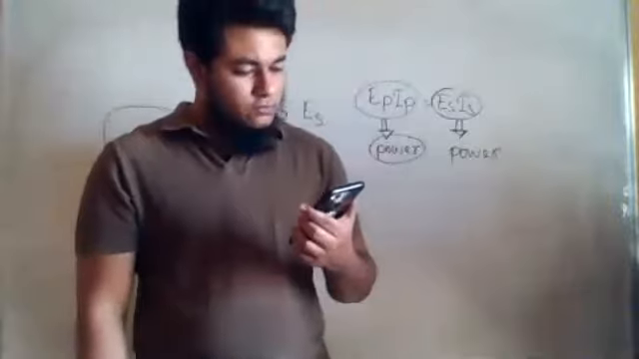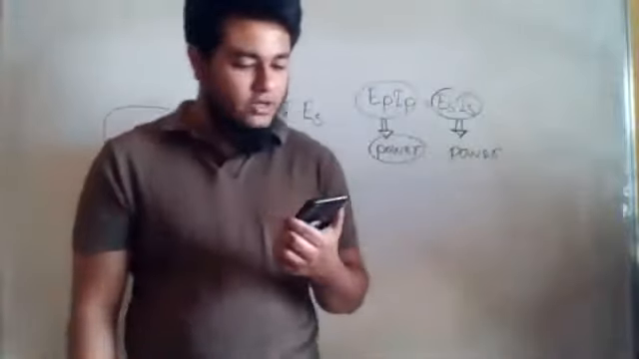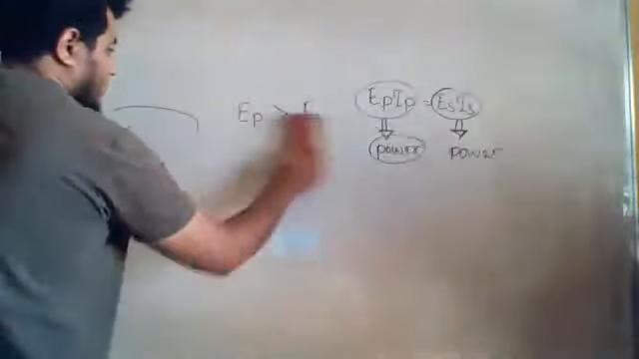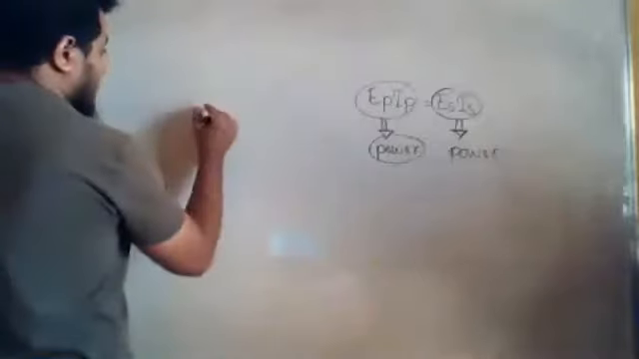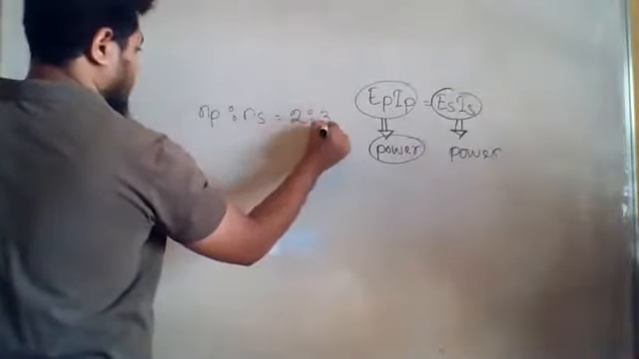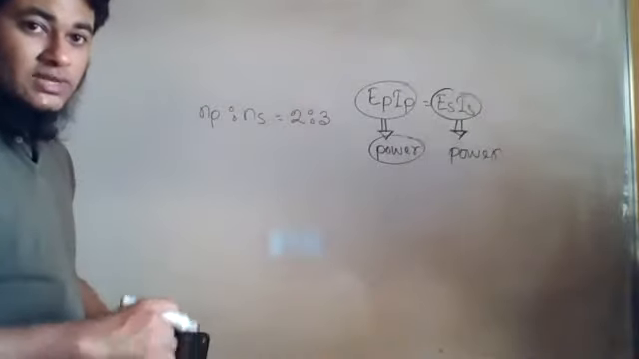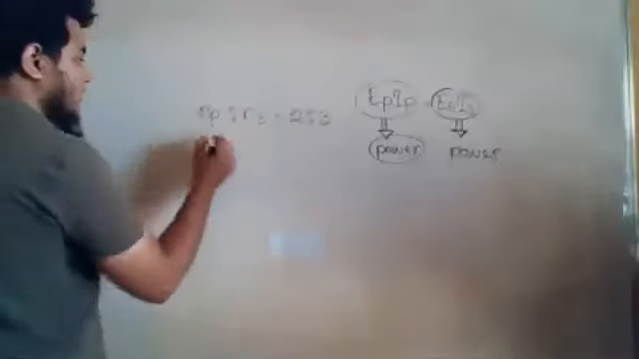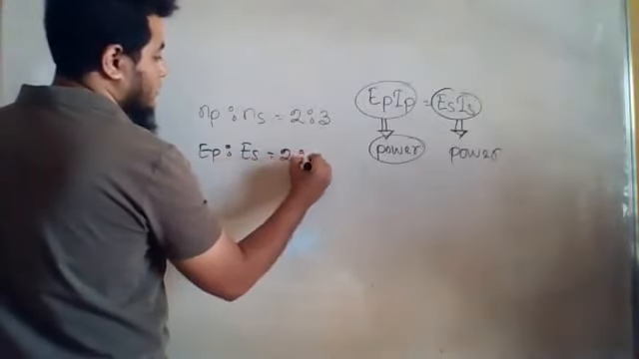Okay. Now question number 7 and 8, based on the info. The number of turns in primary coil to secondary coil is 2:3. So NP is 2, NS is 3. Now from here, before I say anything else, as I already told you, the relation between N and E are the same. So NP is to NS, if it is this, then EP is to ES will also be the same.